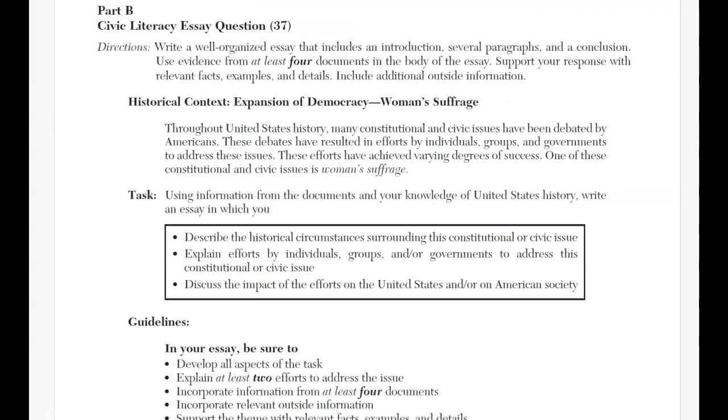Okay, now with those 6 documents, you then have to write your essay. So you have to describe the historical circumstances surrounding this constitutional issue. Once more, you must use outside information. A good piece of outside information to use on this one might be, if you can remember, Abigail Adams, wife of John Adams, back at the time of the Revolution.